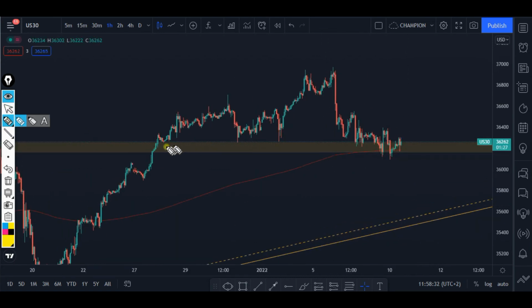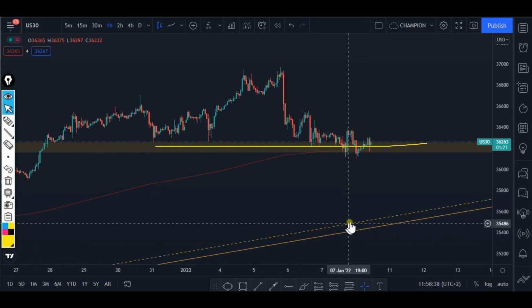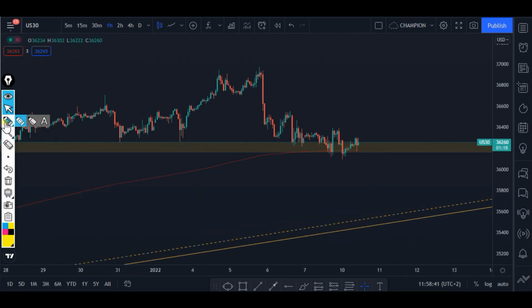So since the market was respecting this area, we are able to see that at the current price action, the market might push high, retest, push higher, or if the market breaks this area, it might push lower, retest, and push down towards our overall support area right here before it pushes high.